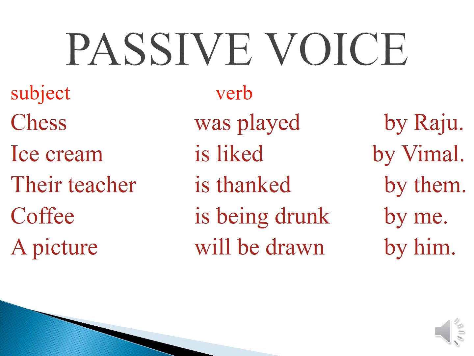Their teacher is thanked by them. So thanking, the teacher is not doing, but the students, them. So this is a passive voice sentence. Coffee is being drunk by me. So coffee is the subject, but the drinking action is not done by the subject. So it is a passive voice sentence. A picture will be drawn by him. The action drawing is done by him, not the picture. So picture is the subject. It is not doing the action. So it is a passive voice sentence.